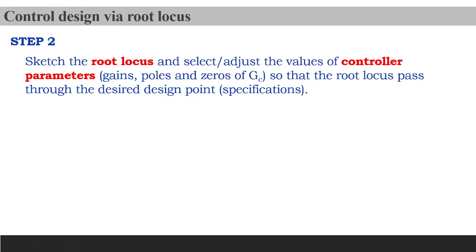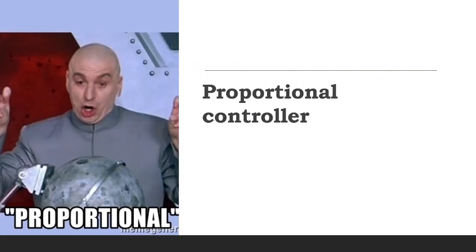I hope I made myself clear. But if you haven't understood that, let's move to an example, and I'll demonstrate what I mean by that. So let's start with a proportional controller. Let's say I have a plant function, and I choose a proportional control in the forward path with that plant function. I want to design a system in which the root locus passes through my design point. So let's see.